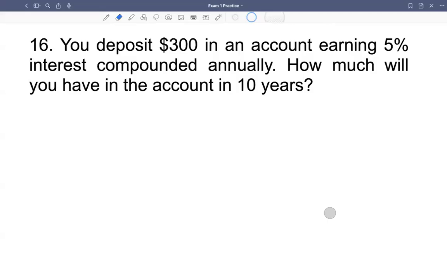12. You deposit $300 in an account earning 5% interest, compounded annually. Compounded annually. Okay, keyword. How much will you have in the account in 10 years?